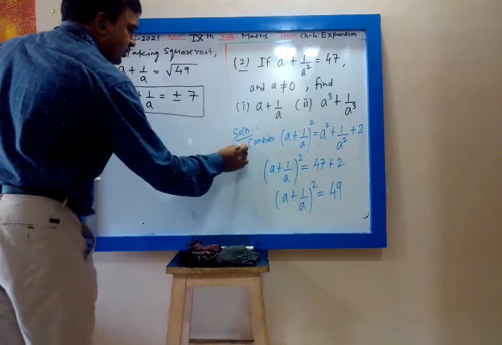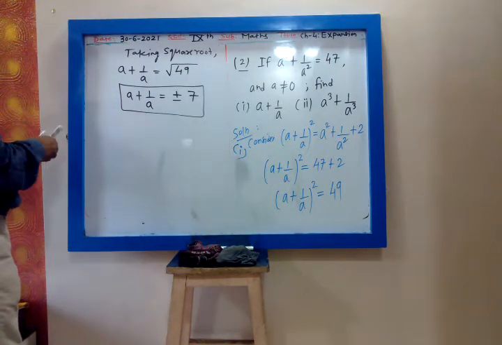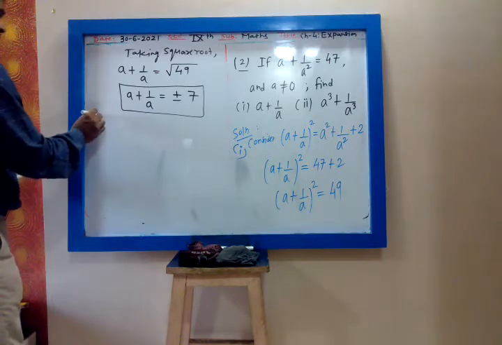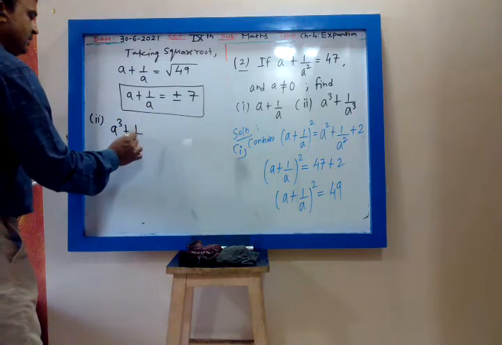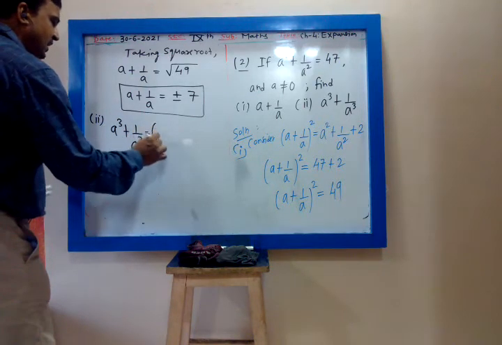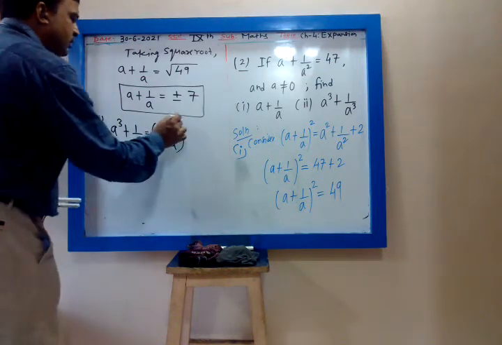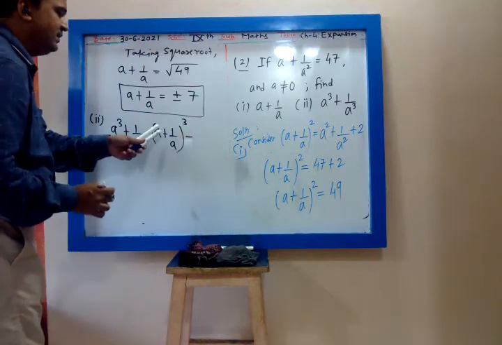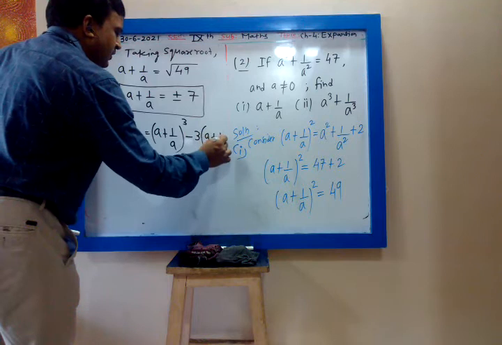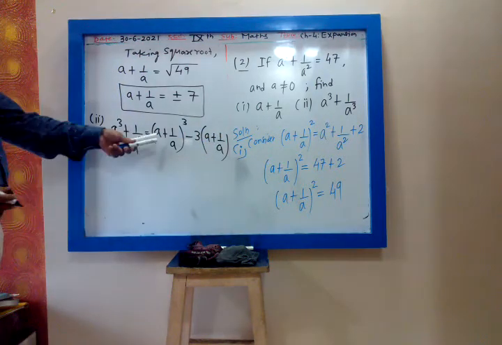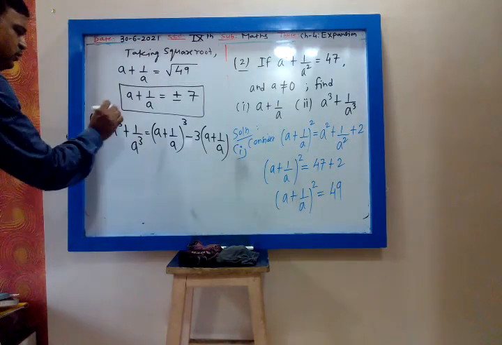Now we want to find a cube plus 1 upon a cube. What is the formula for a cube plus 1 upon a cube? A plus 1 upon a whole cube minus 3, inside plus, outside minus, so 3 into a plus 1 upon a. But see here, a plus 1 upon a has two signs, so I will consider two cases.